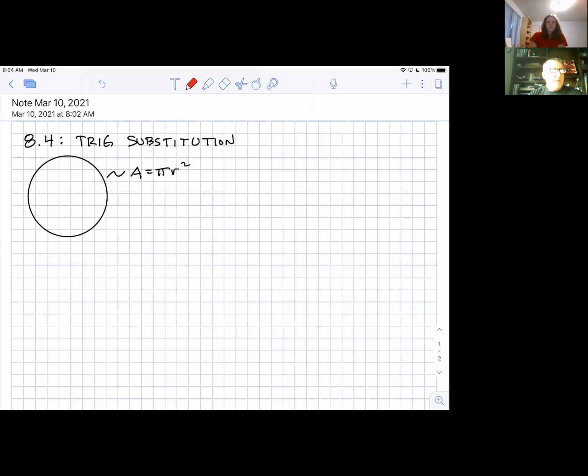The main reason is just because calculus gives us formulas. The formula for the area of a circle is thanks to calculus. And you're now in a spot, thanks to a little bit of trig substitution, to produce that. So let's see if we can actually produce this.